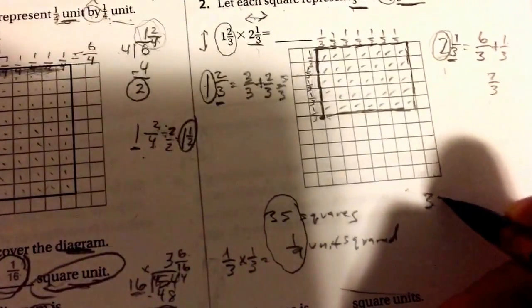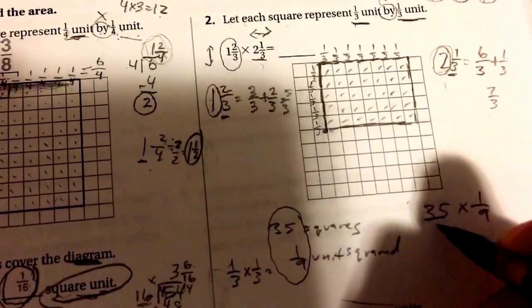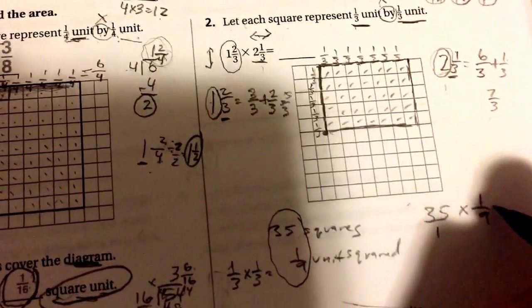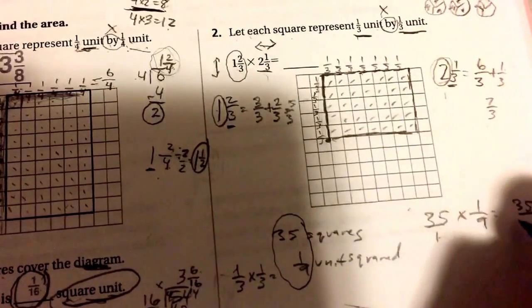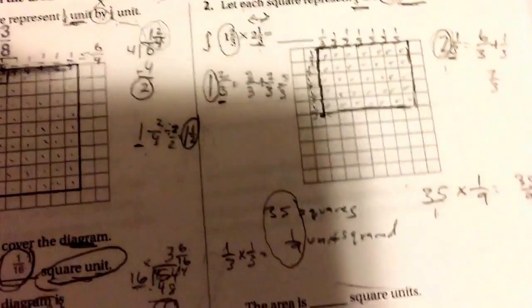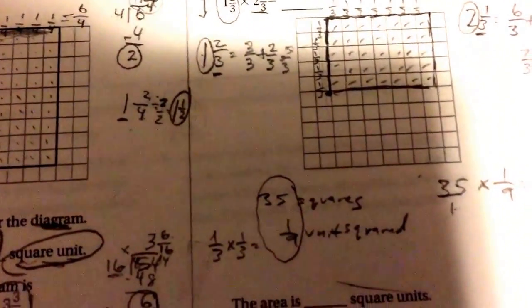When you multiply, this is yesterday's lesson. You just put it over 1. 35 times 1 is 35. 1 times 9 is 9. What's really cool about multiplication is all you have to do are the numerators times the denominators. You don't have to worry about much else.